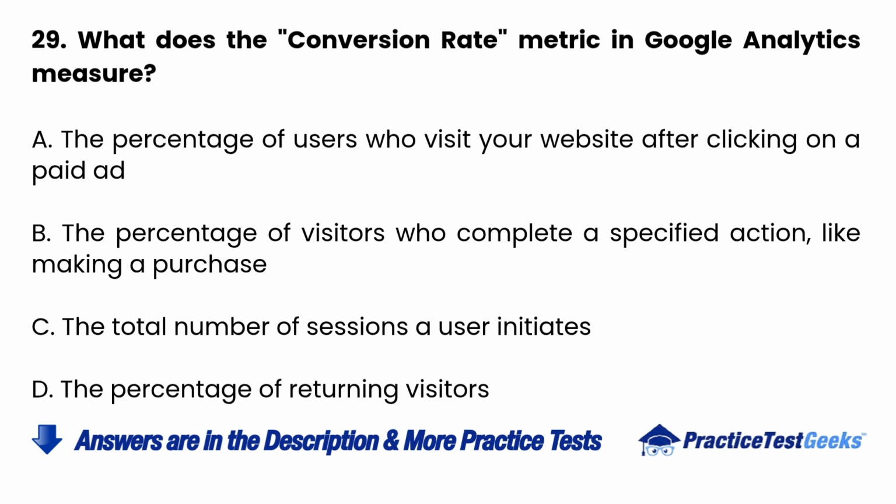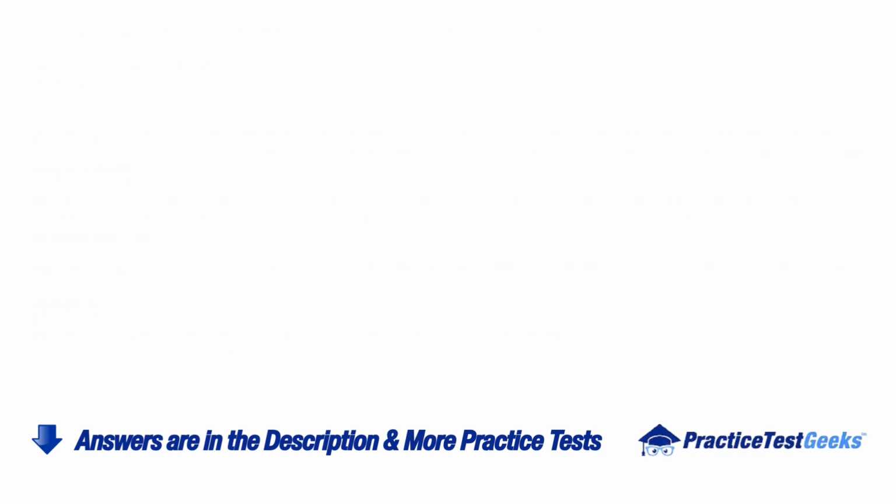29. What does the conversion rate metric in Google Analytics measure? A. The percentage of users who visit your website after clicking on a paid ad. B. The percentage of visitors who complete a specified action, like making a purchase. C. The total number of sessions a user initiates. D. The percentage of returning visitors.